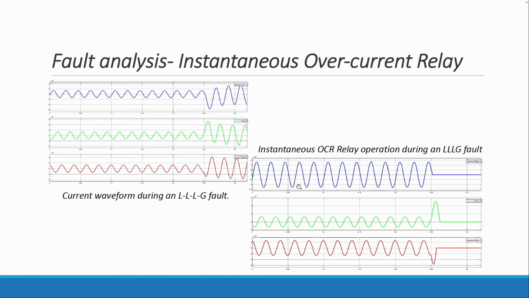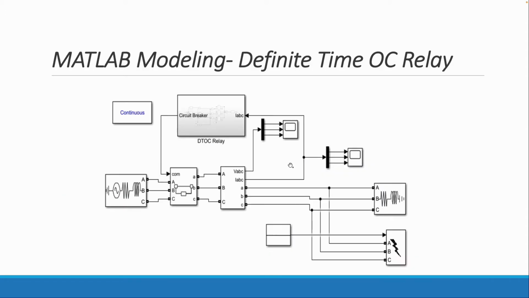The second graph shows how the instantaneous overcurrent relay sends a signal to the circuit breaker to stop the system after determining the abnormal current values during the fault. This is very evident, and we can say that the relay has operated and isolated the faulty system. Now moving on to the MATLAB modeling of a definite time overcurrent relay.